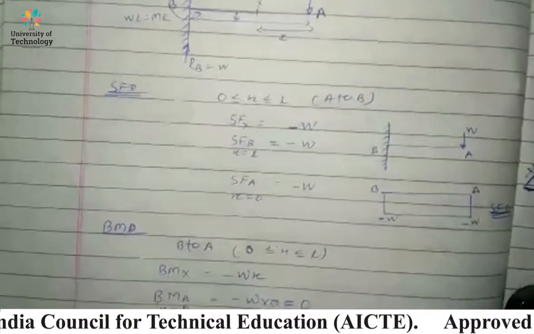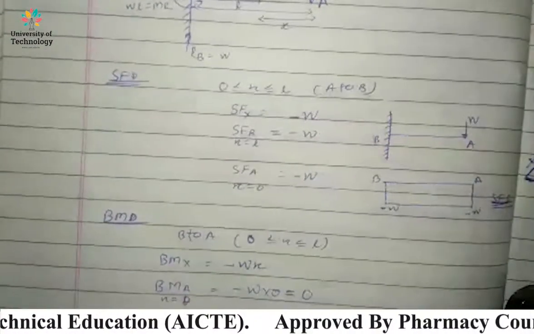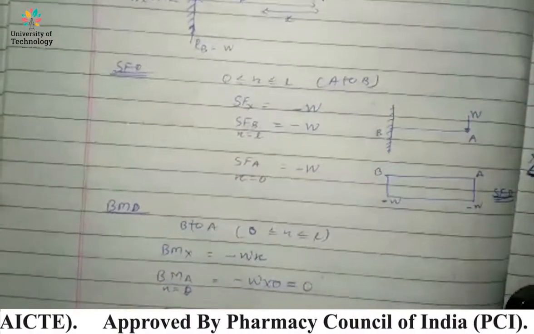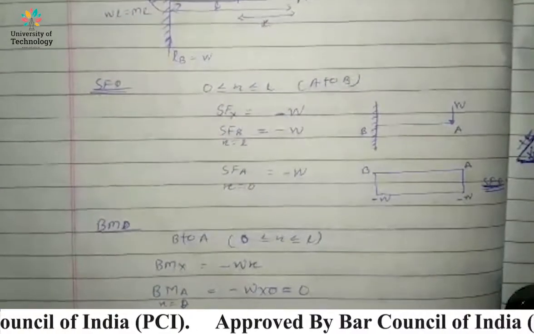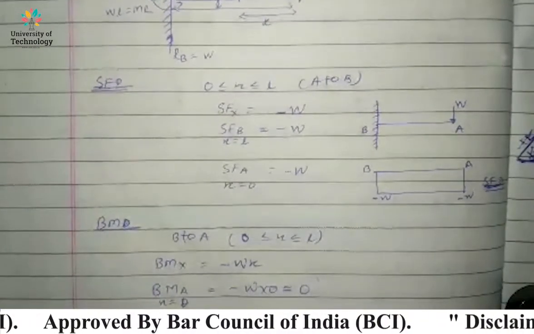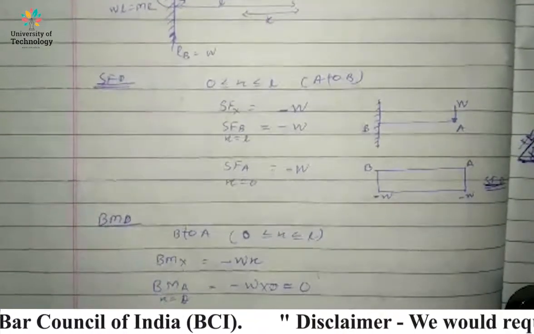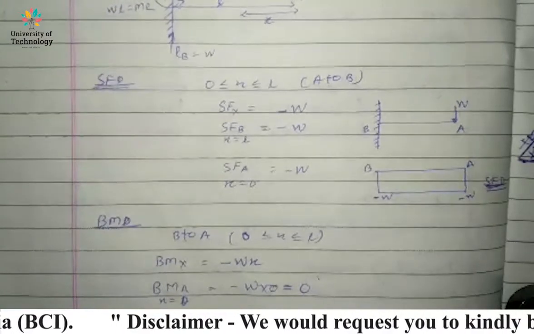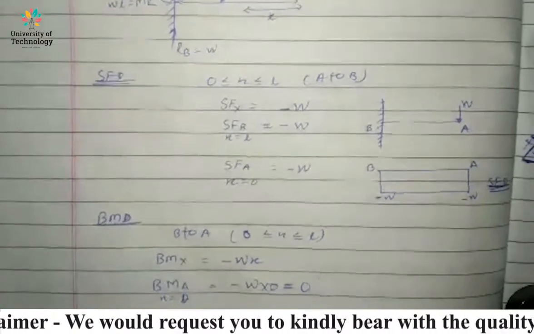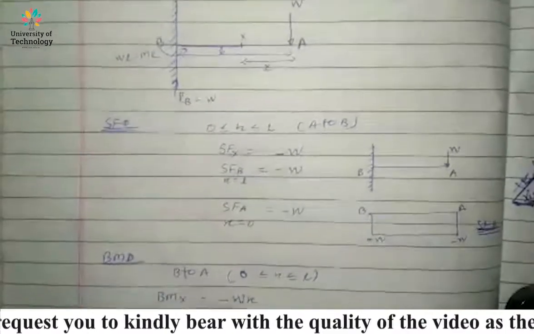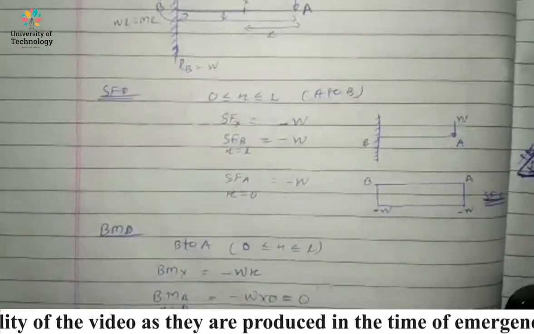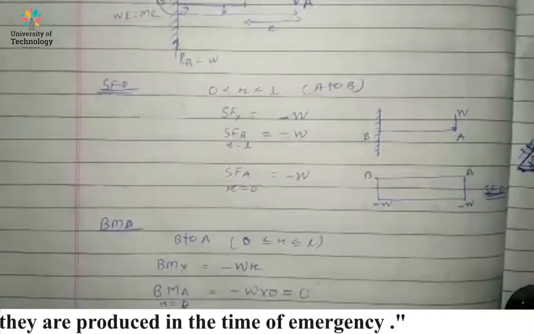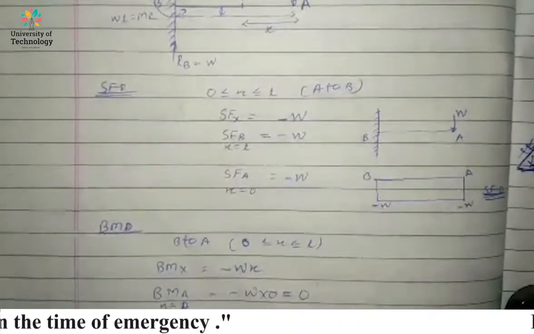Now we calculate the bending moment, right? The bending moment from B to A. Bending moment is weight into perpendicular distance, that is X. So at point X, the bending moment is minus W into X.